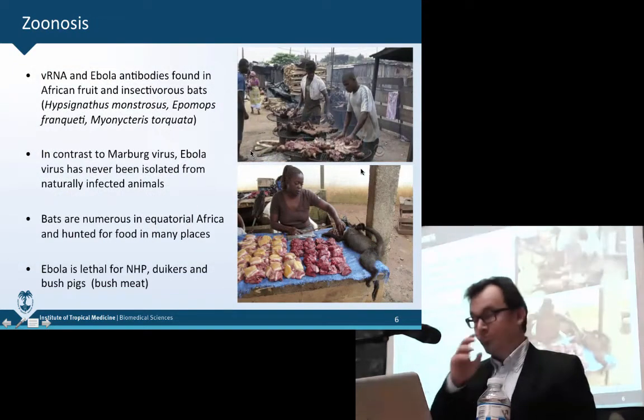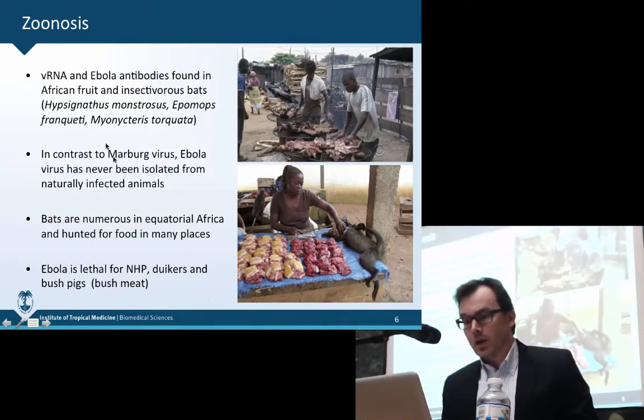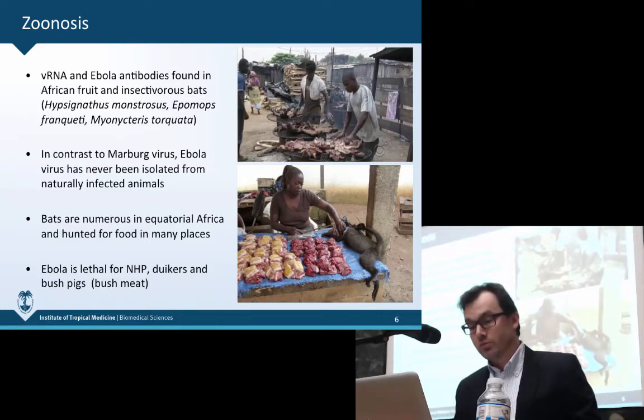So where does this virus come from? It's a zoonosis. Viral RNA and Ebola antibodies can be found in African fruit bats, 3 types of fruit bats, and I won't even try to pronounce these names.